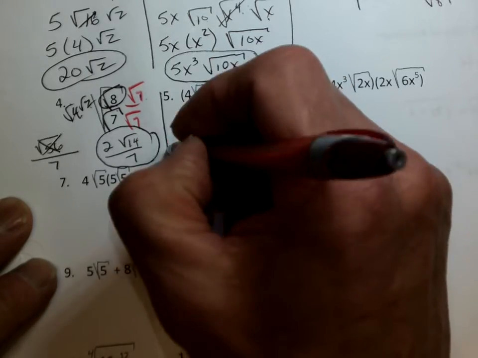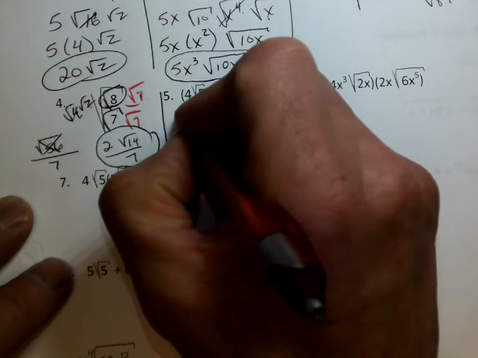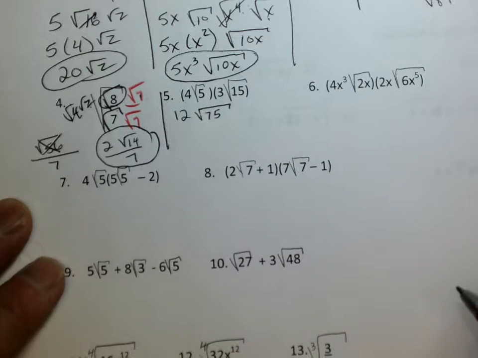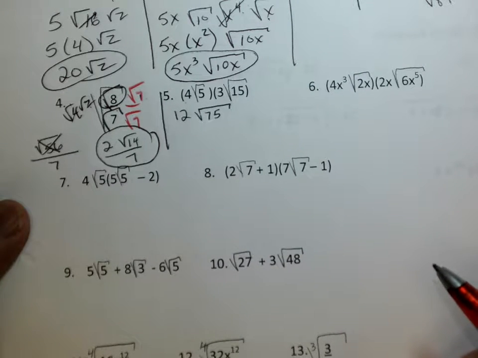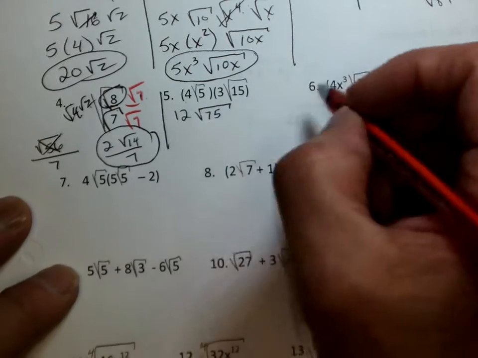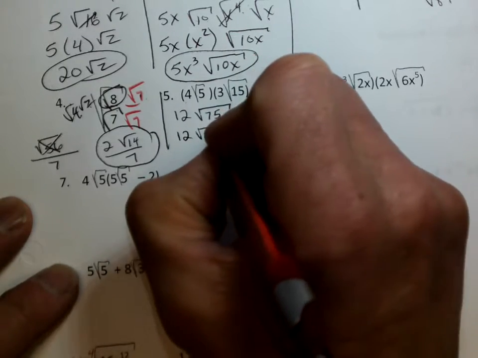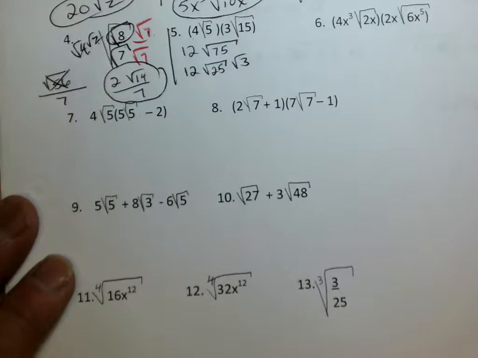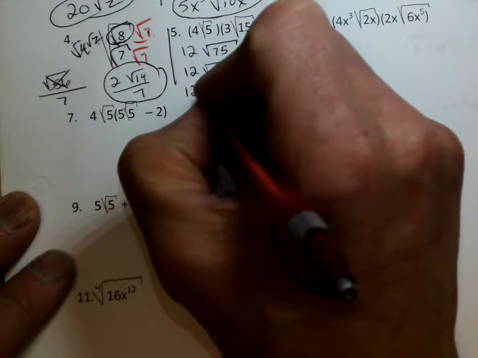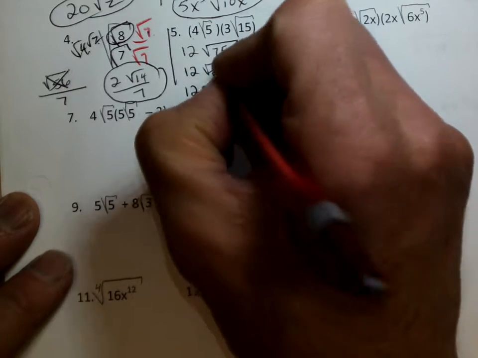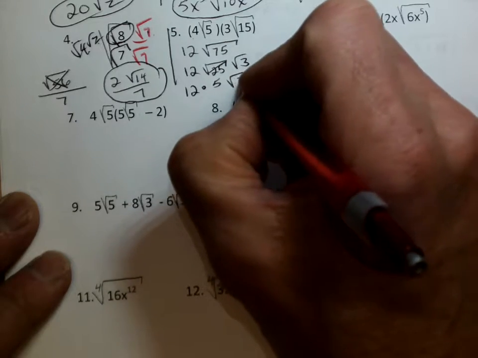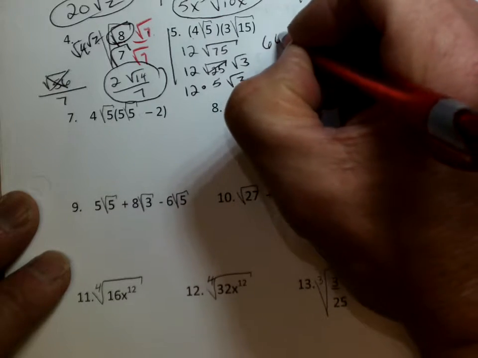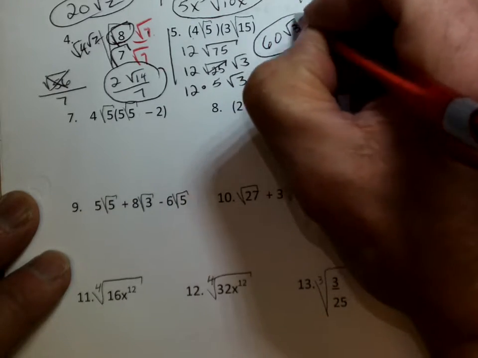Okay, all right. 5, I'm just going to multiply. I'm going to get 12 square roots of 75. And I want to break down 75. I know that 25 and 3, and 25 is a perfect square. So I'll go 12 times the square root of 25 times the square root of 3. Square root of 25 is 5, so I'll have 12 times the 5 times the square root of 3. And then I'll get an answer of 60 square roots of 3. Okay?